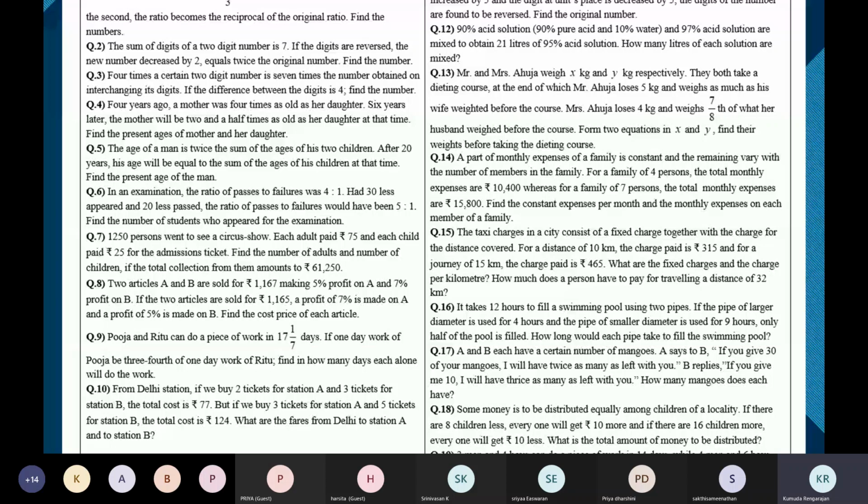Okay, now moving ahead. Had 30 less appeared, that means what? How many actually appeared? No, see, we are going with X and Y. Please tell me using X and Y. How many appeared? X plus Y appeared. 30 less appeared: X plus Y minus 30.